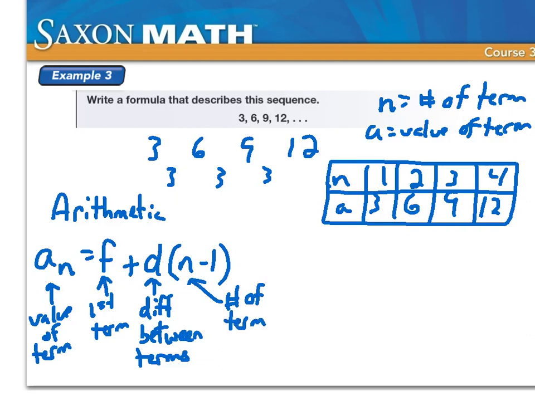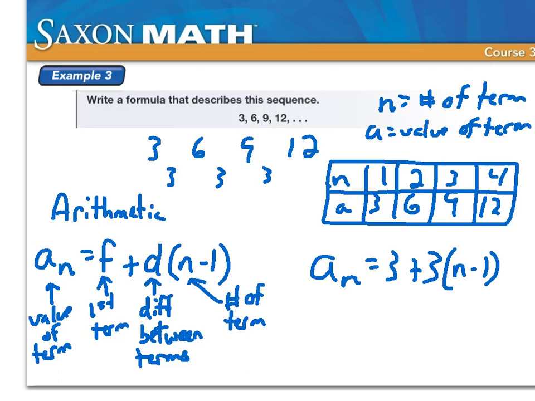Here's how we write this. The value of any term is equal to the first term in the sequence, which is 3, plus the difference between the terms, which is also 3, times the number of the term minus 1.